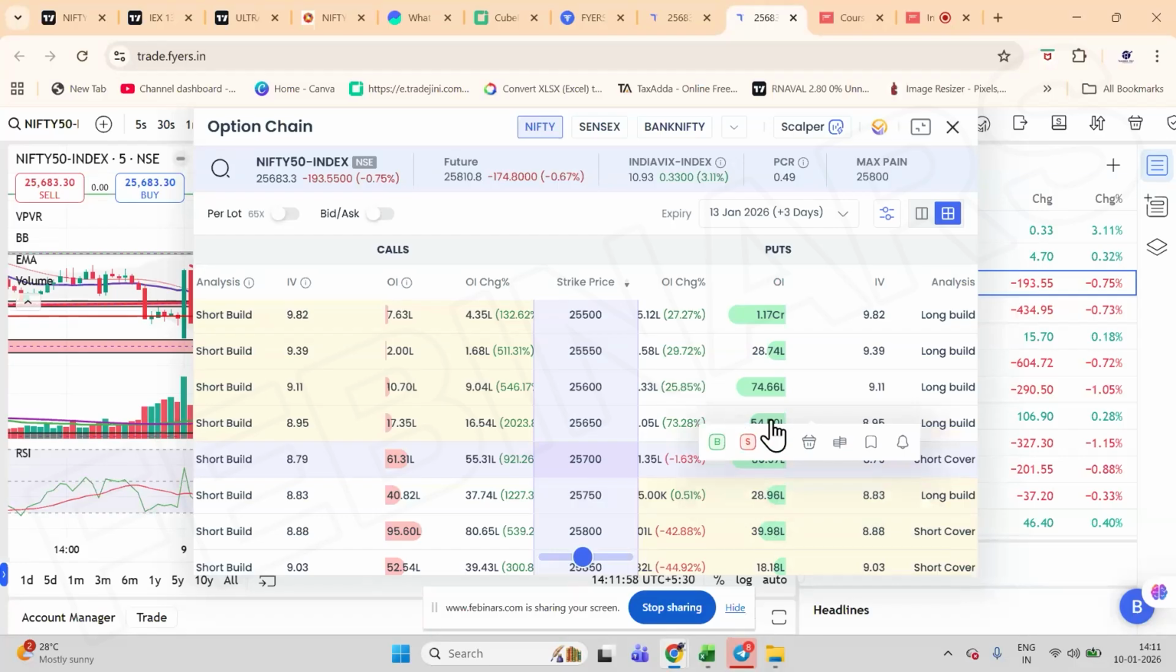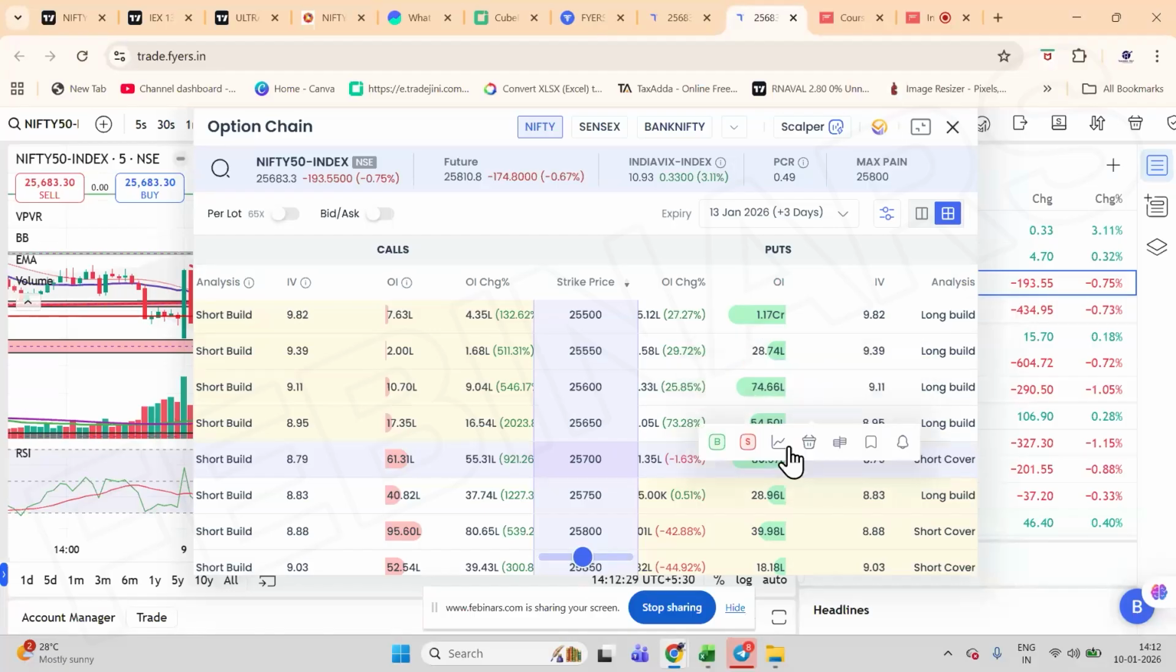See what has happened. Put open interest is 80.97 lakhs. IV is 8.97. There was writing or selling witnessed. So short covering has happened, as there is a negative change in open interest. Change in open interest is very much important. Also, long build up is seen here.